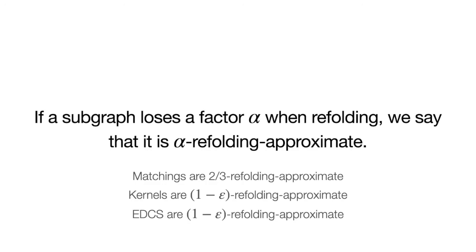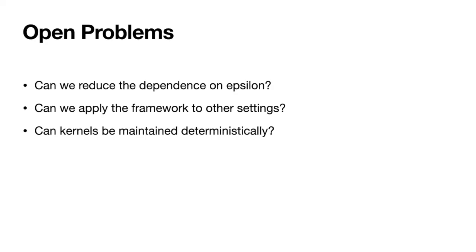Okay, so that's all I wanted to say in this talk. Let me just conclude with some open problems. First, it would be great to reduce the dependence on epsilon. Currently, by using Gupta and Peng's bucketing scheme, we suffer exponentially in 1 over epsilon in the update time. I also mentioned that this framework applies beyond dynamic graphs, and we've obtained interesting results, for example, in the streaming setting. Are there other settings in which it applies?